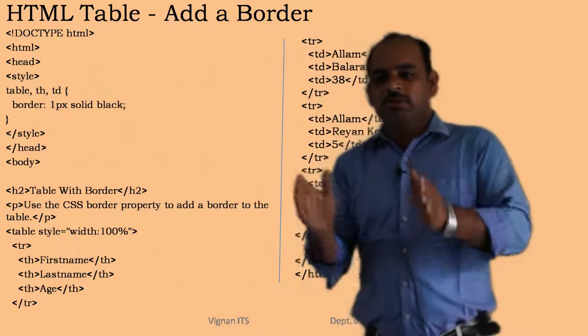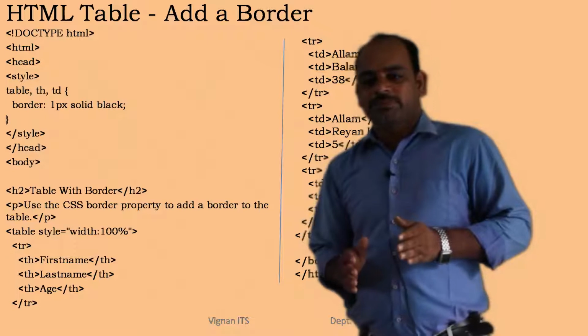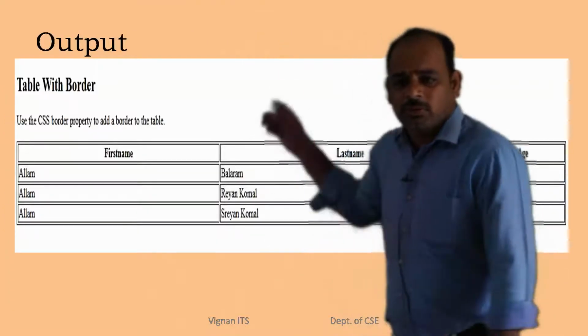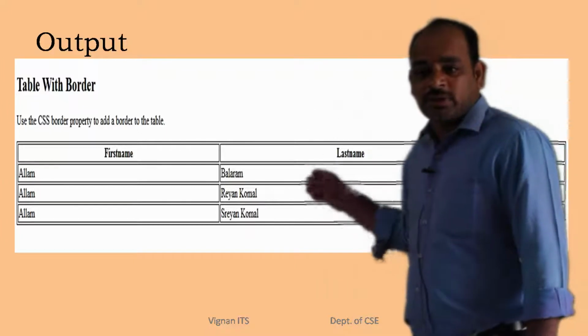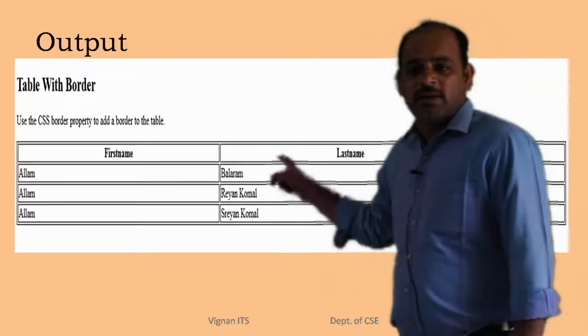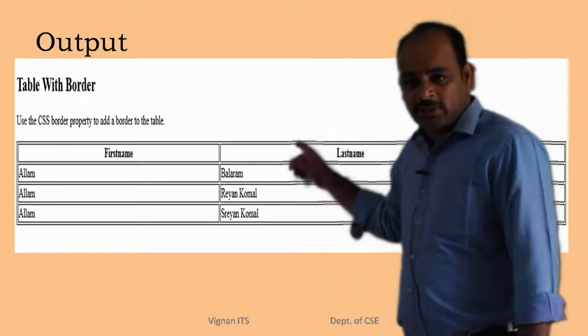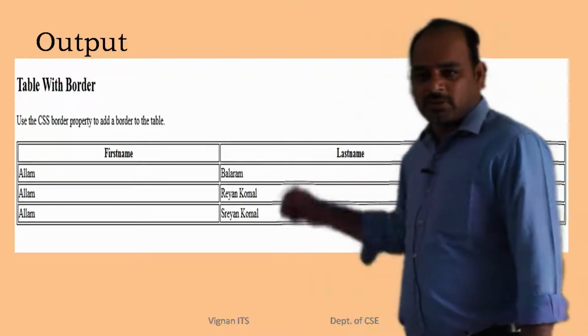Now the border is included in the table here. You can see in the output now. So it is a table which is created with a border here, right? Borders are added for every cell, as well as borders are added for the table here.